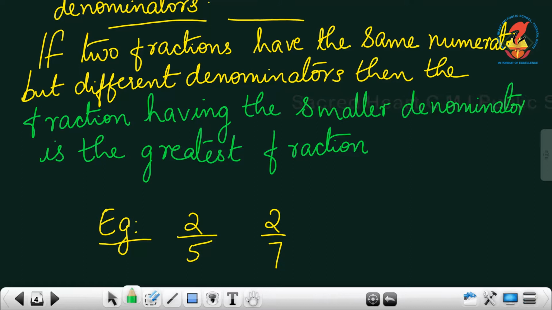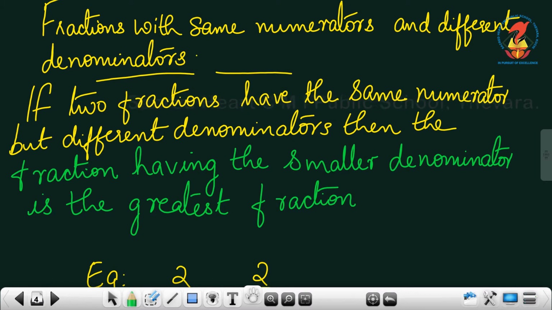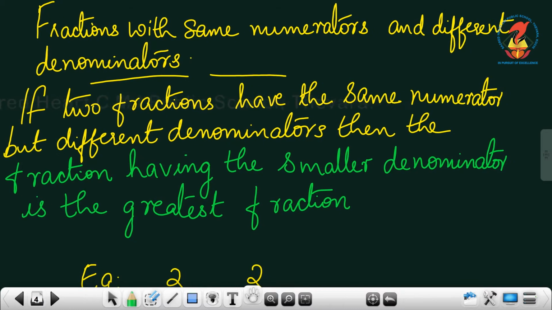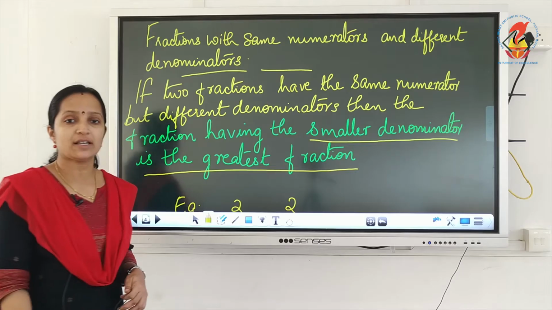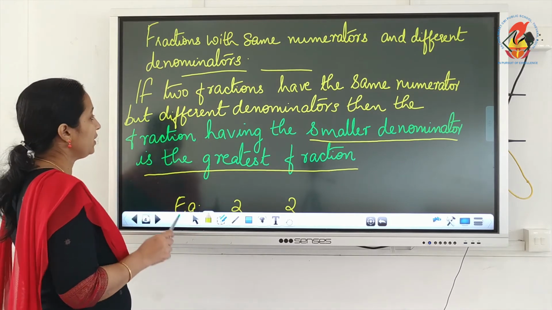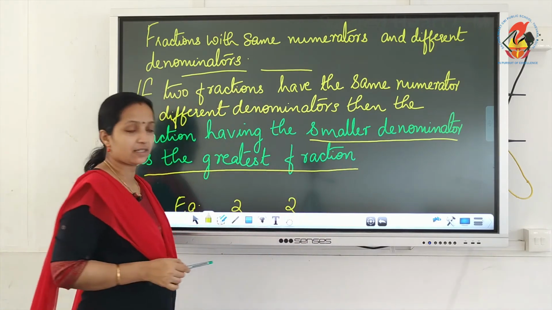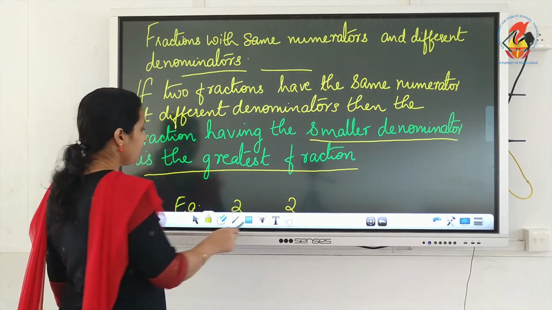Now move to the second rule. If two fractions have the same numerator but different denominators, in such cases what will happen? The fraction having the smaller denominator is the greatest fraction. So if the numerators are the same and denominators are different, the fraction having the smaller denominator is the greatest fraction. Which fraction has the smaller denominator? That fraction will be the greatest fraction.